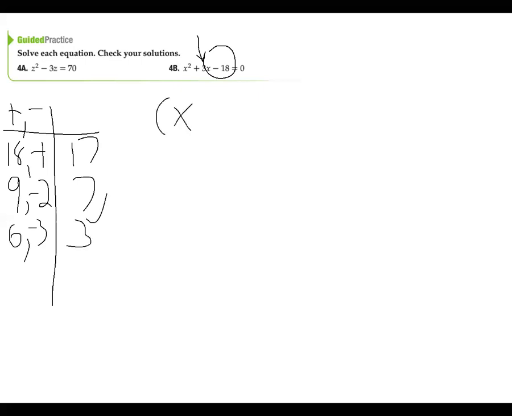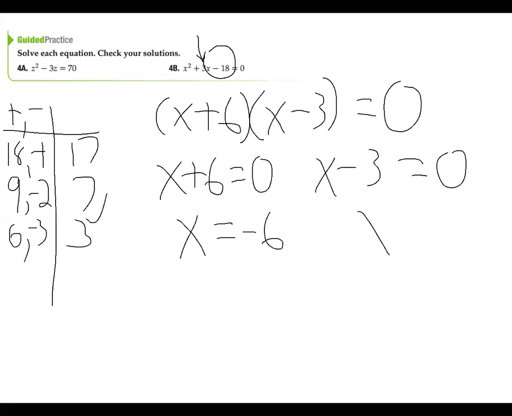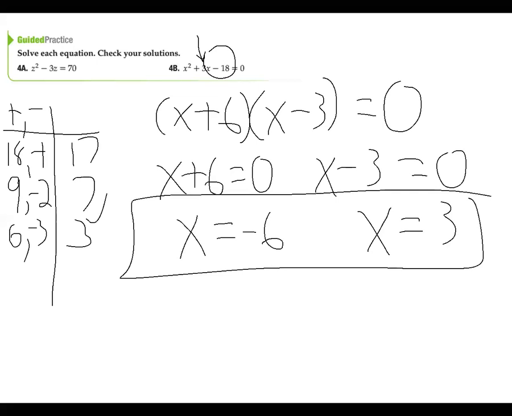So you have x plus 6 times x minus 3 equals 0. Set each factor to 0. x plus 6 equals 0. x minus 3 equals 0. Then subtract 6 here to get x equals negative 6. Add 3 here to get x equals 3. And boom, we're done. Those are our answers.